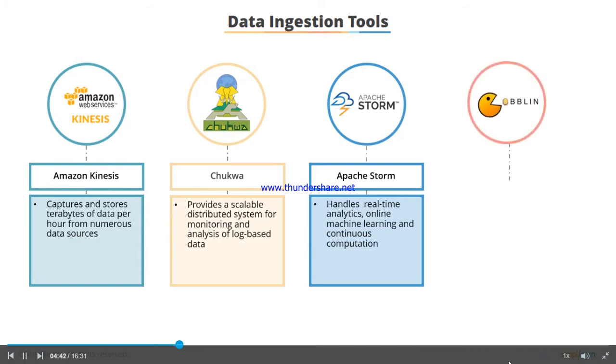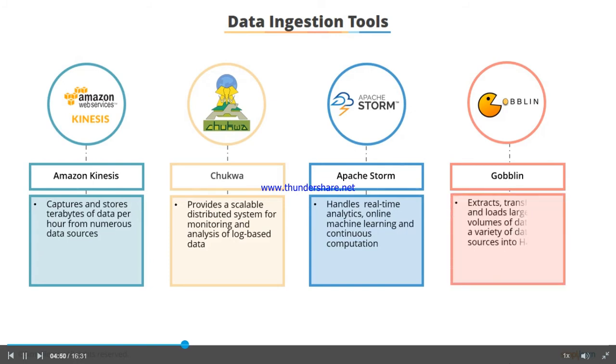Gobblin is an Uber ingestion framework which takes internal and external datasets through a single framework. It is a universal data ingestion framework for extracting, transforming, and loading large volumes of data from a variety of data sources into Hadoop. Data sources include datasets, REST APIs, FTP, SFTP servers, filers, and so on.